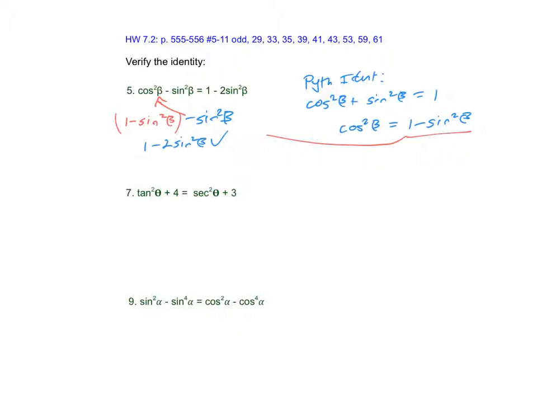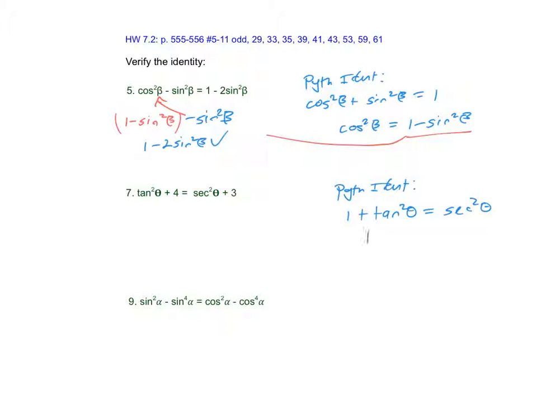For number 7, we have tangent squared theta plus 4 equals secant squared theta plus 3. If we want to go between tangent squared and secant squared, we can use another Pythagorean identity, which is the one with tan and secant, so we know that 1 plus tangent squared theta is equal to secant squared theta. So in number 7, we're trying to go from tangent squared theta plus 4 on the left side to secant squared theta plus 3 on the right side.